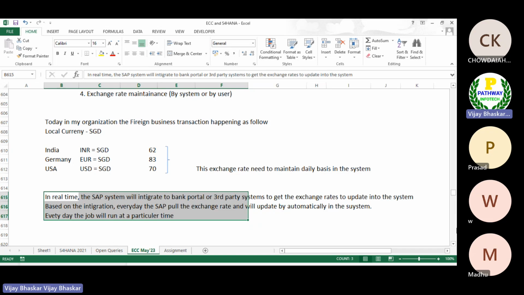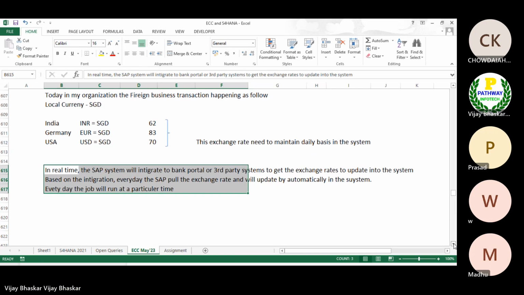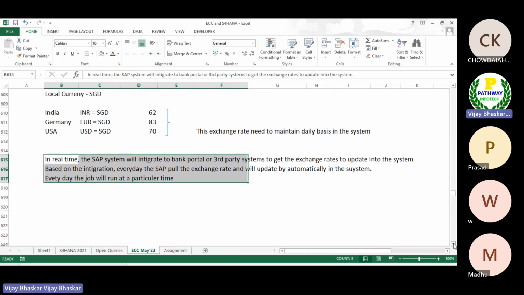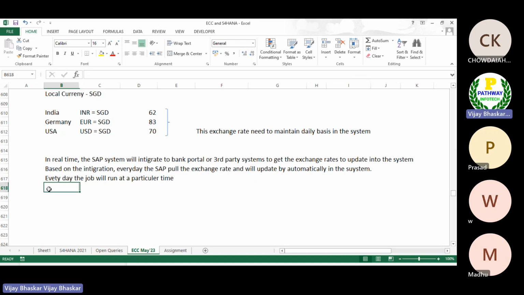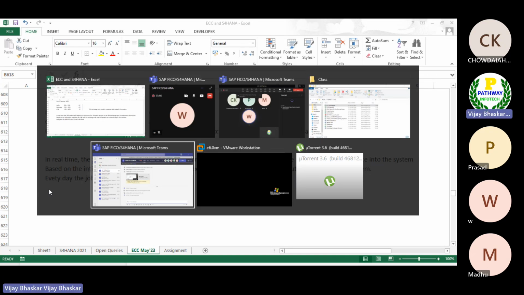Now let us see how the exchange rates are going to update into the system, and where we need to update. Let's see them.